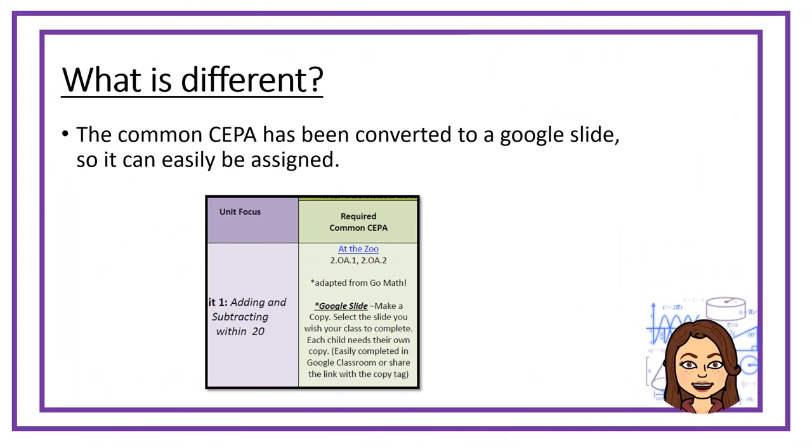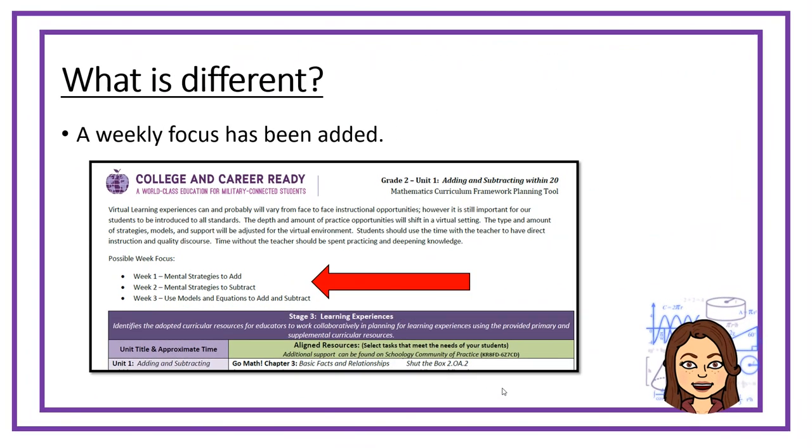So what is different? Why do we have a different framework or another piece of paper? We now have a link to the Common CEPA as a Google slide. Now, if you open the Remote Learning Framework in Schoology, the link will work. Or if you download it as a PDF, you have to open it through Google Chrome for the links to work. If you try to open it through Adobe Reader, as you know, all of our links have been disabled. But if you use Chrome or Schoology, you should be able to click on the links. So the Common CEPA is converted.